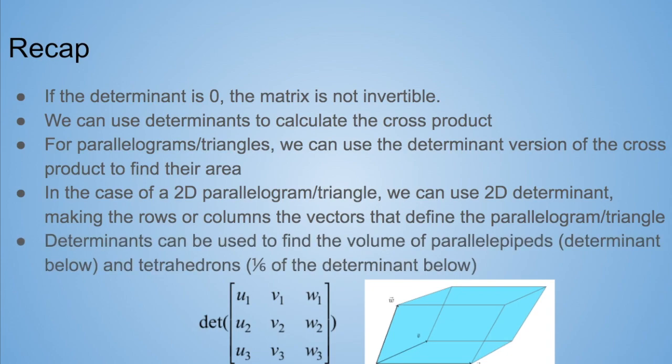And lastly, determinants can be used to find the volume of parallelepipeds, aka 3D parallelograms, and tetrahedrons. The determinant of this 3x3 matrix, where the columns of the matrix define the three sides of the parallelepiped, would give you its volume. For a tetrahedron, it's the same idea, except we multiply the determinant by a sixth.